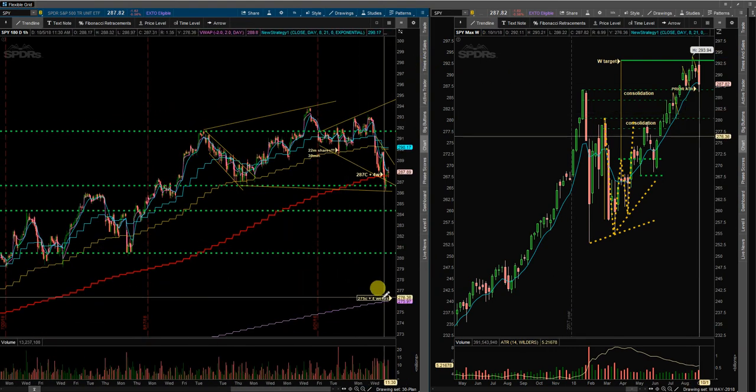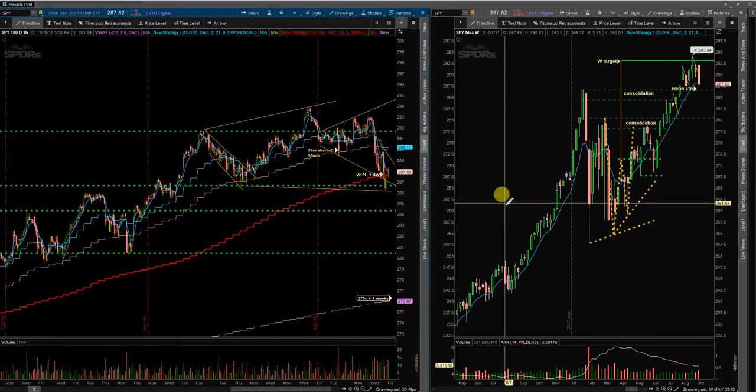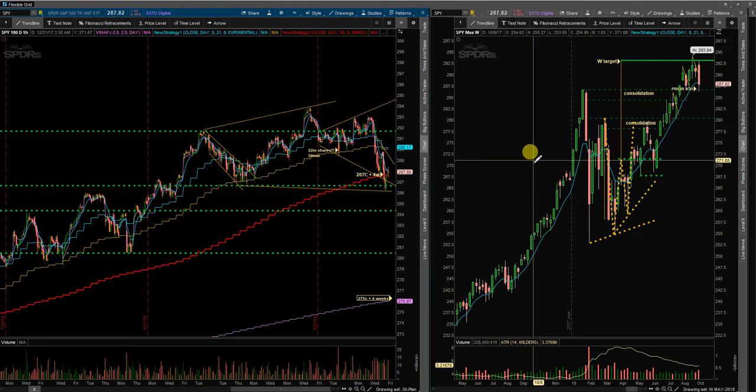Below there is the 200 SMA, and I will buy as many calls as I can at the 200 SMA if it comes down there. Price action still is overall bullish.